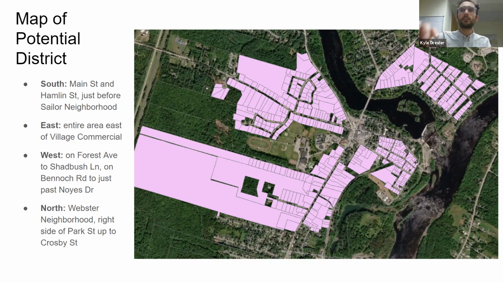So you have the overlay district going south to about Hamlin Street, just before the Sailor neighborhood. You have east of the Village Commercial, you have west going up Forest Ave to Shadbush Lane, and on Bennoch to Noyes Drive, and then north into the Webster neighborhood.